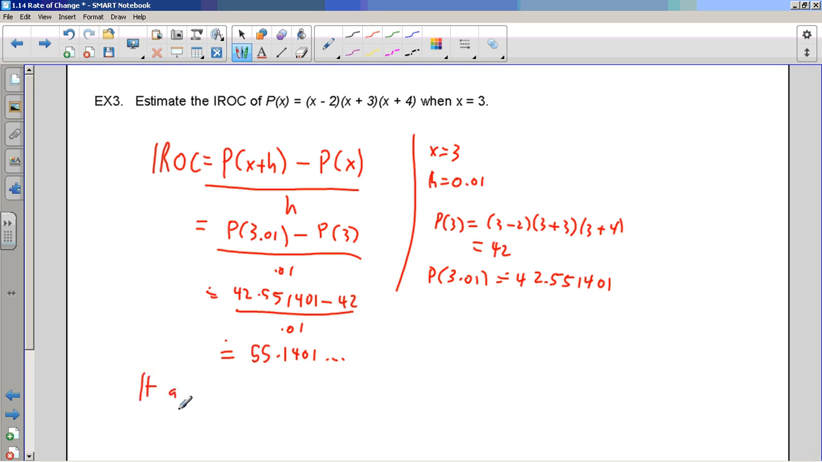It appears that the IROC, which remember is the slope of the tangent, instantaneous rate of change of P at x at x equals 3, is about 55. No units in this case because this is just a plain old boring function.